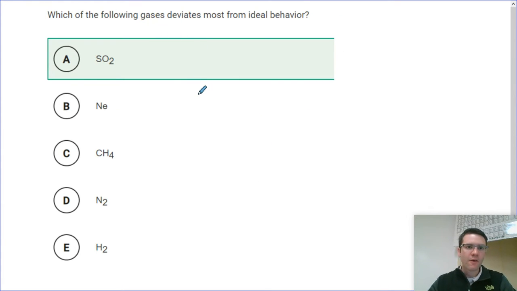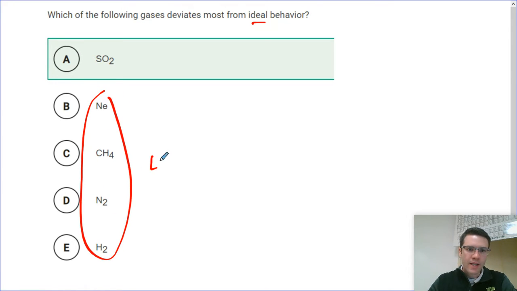Your first one: which of the following gases deviates most from ideal behavior? If you're looking for a deviation from ideal behavior, you're looking for a gas that has high molar mass, so a really large gas, or really strong attractive forces between the particles. And if you evaluate your intermolecular forces for all of these, these are all London dispersion forces, LDF.